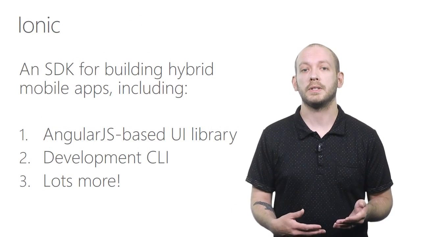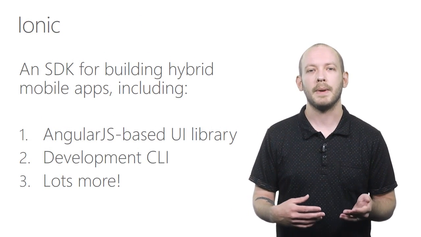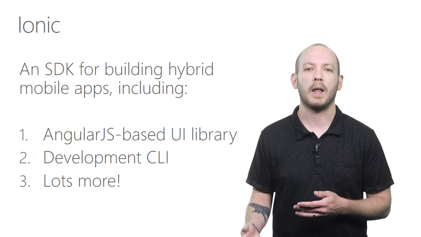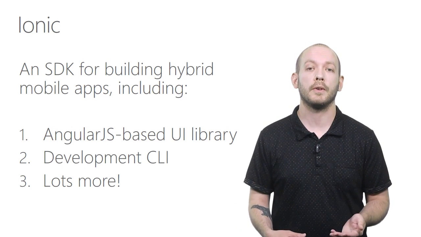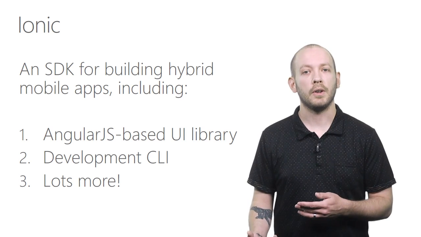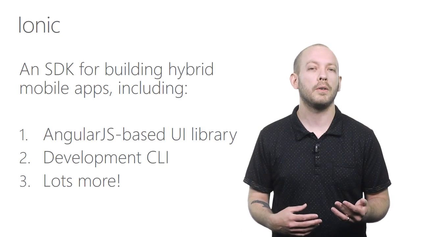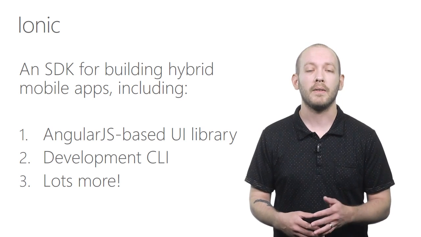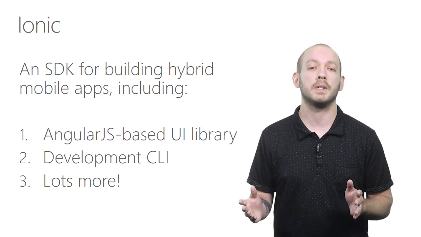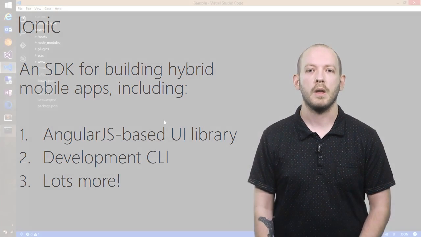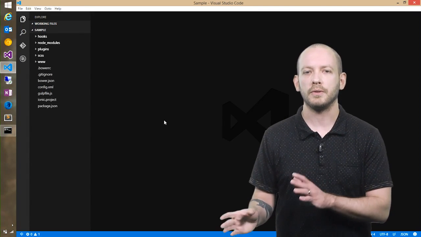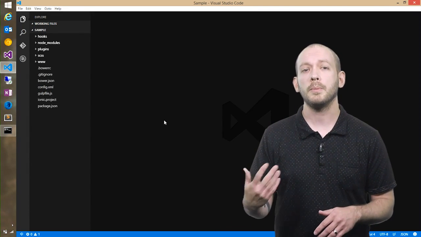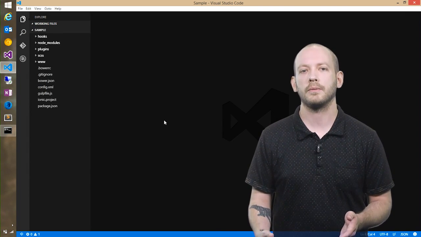Ionic is an ecosystem of libraries and tools that make it easy to build hybrid mobile apps using Apache Cordova. Now, in this video, we'll be just focusing on their UI framework controls and their developer CLI, but they have a lot more value and awesomeness that you should check out later. So now that we've set the stage for what Visual Studio Code and Ionic are, let's jump into a demo and see how to use them together.